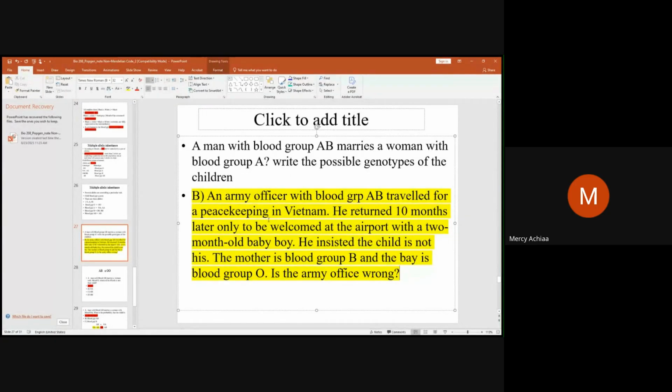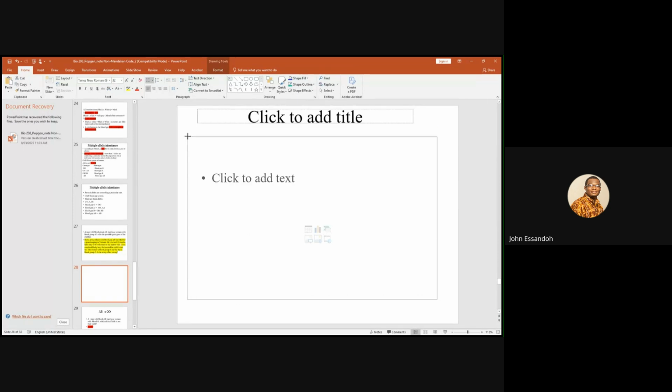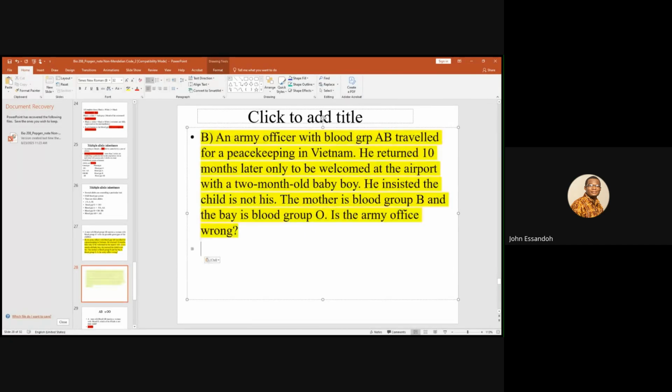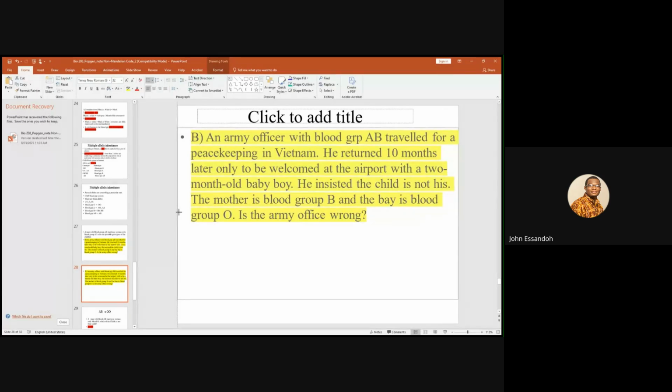Stephanie? So is the army officer wrong or is he right? He's not wrong. He's right. Okay, let's see in court. Let's analyze this thing in court and let's see how it's going to be. So the army officer is insisting that he was away for 10 months. So how can you meet him at the airport with a 2-month-old baby? So it means that the child is away much. Okay, so let's see whether he's right.